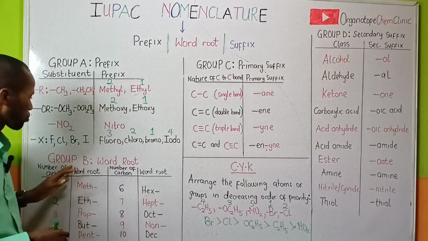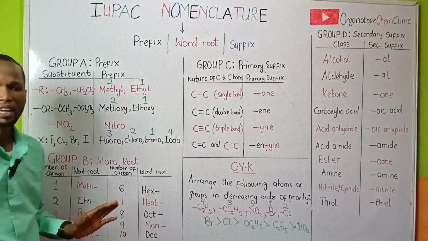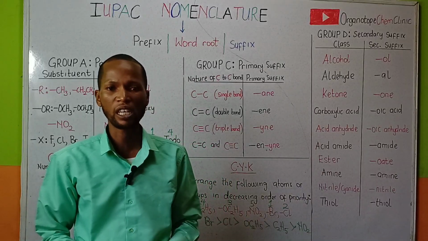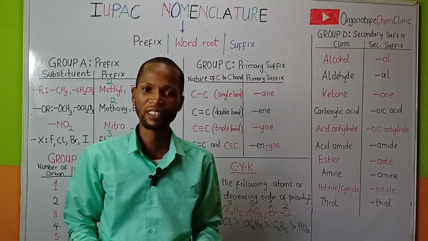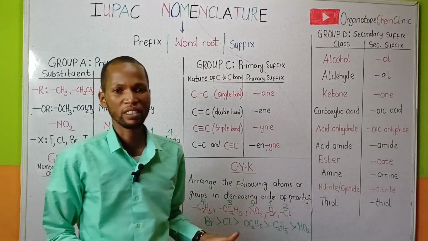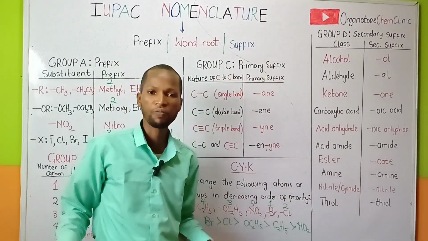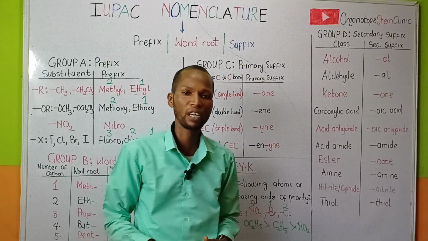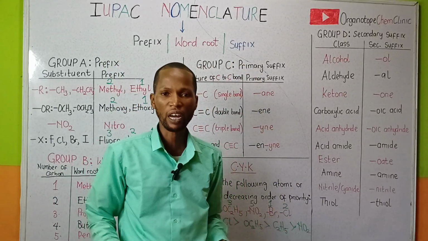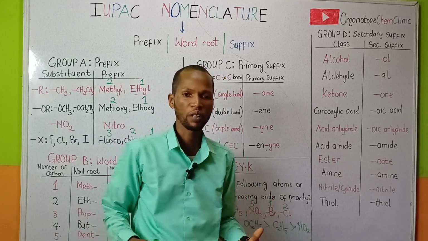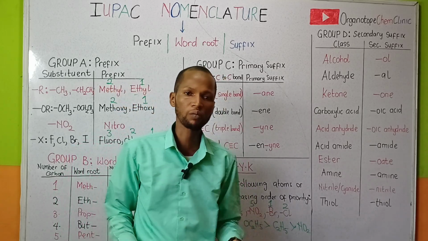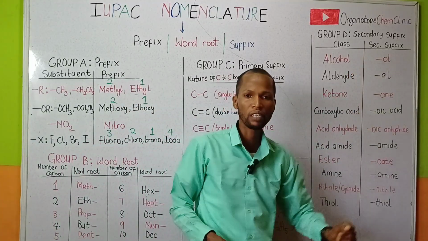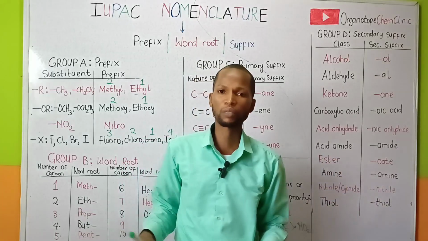So the group B, which is the word root, indicates the number of carbon atoms in the longest continuous carbon chain of an organic compound. Make sense? Can we consider the next part of the order of naming organic compounds, which is the suffix? The suffix indicates the family name of the organic compound, that is the functional group name. But this suffix is subdivided into the primary suffix and the secondary suffix. What is primary suffix?